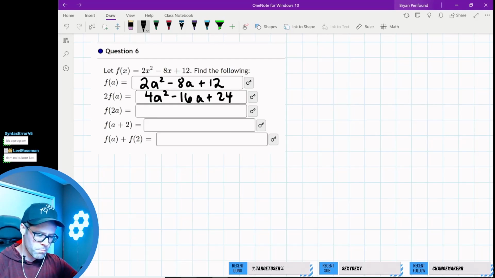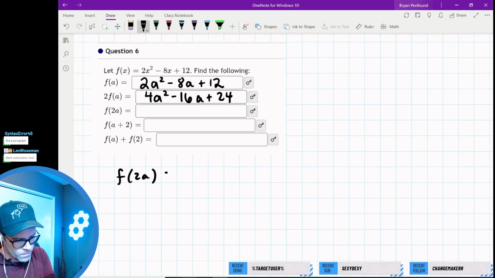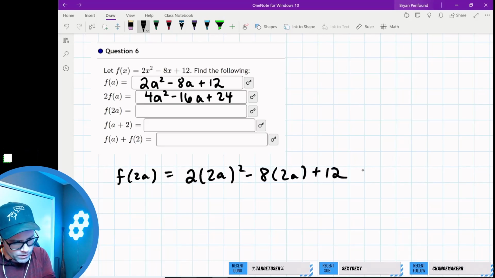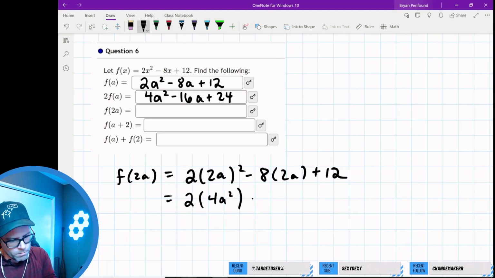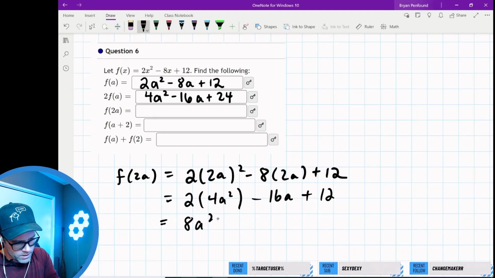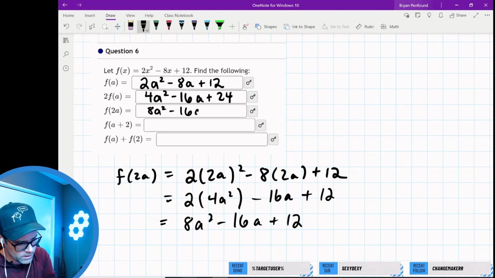F evaluated at 2a, we might have to do a little bit more work. So f at 2a, that's 2 times 2a squared minus 8 times 2a plus 12. Okay, so 2, and then 2a squared is going to be 4. Oh, my pen's being funny again. It was working well. So 2 times 4a squared minus 16a plus 12. So this is 8a squared minus 16a plus 12. Yeah, that seems pretty good.